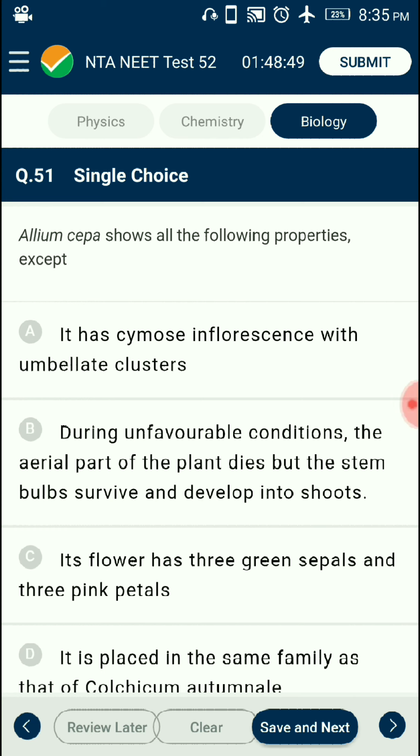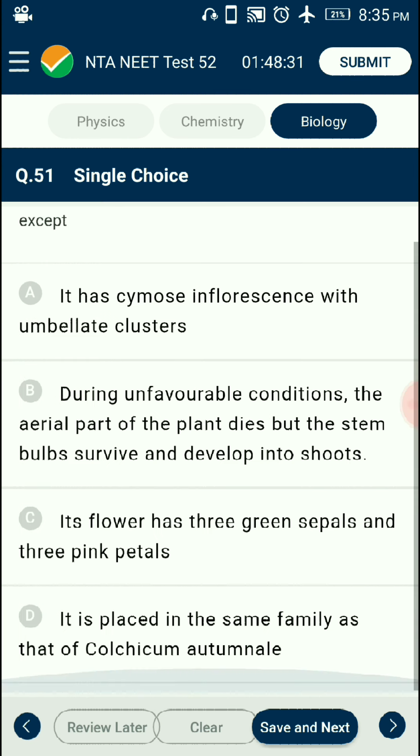It is placed in the family Liliaceae, in which Colchicum autumnale is also placed. In its flowers, the petals and sepals cannot be differentiated. This whole is called perianth, and it is made up of tepals. So the answer for this question is option C.